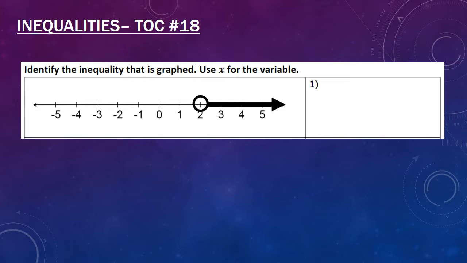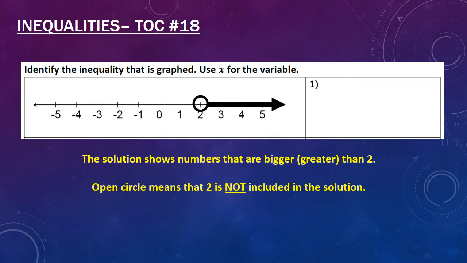number that's circled. And in the directions, it says use x for the variable. So x is my variable, and I know since I'm going to the right that x is going to be bigger than 2. And since it's an open circle, 2 is not included in the solution. So I would write it as x is greater than 2, or if I reversed the direction, and remember I said they will do this to you, you can rewrite it as 2 is less than x.